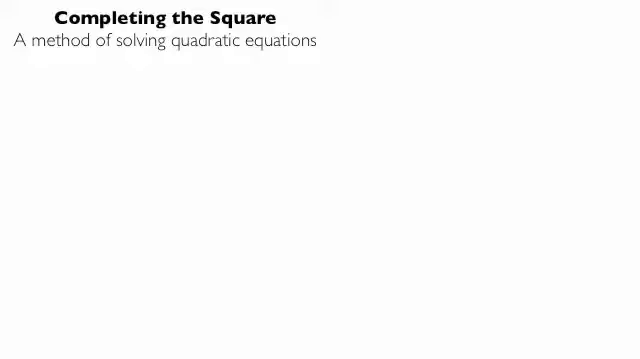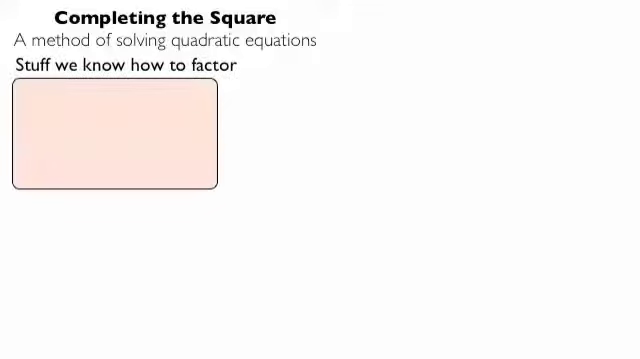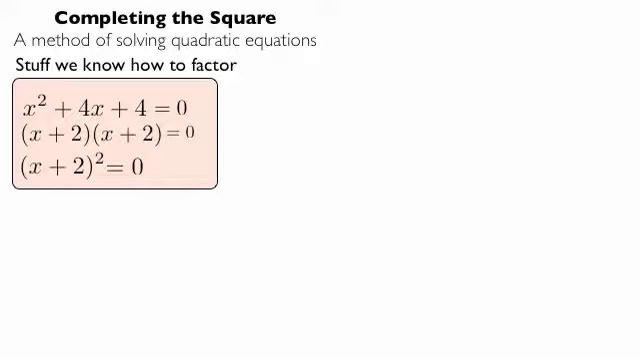And before we talk about the quadratic equations that we can't factor, let's look at some stuff we do know how to factor. For instance, x squared plus 4x plus 4 is equal to 0. We might see that 2 and 2 add up to 4 and multiply to 4, so we have x plus 2 times x plus 2 is equal to 0. And that's going to be x plus 2 squared is equal to 0.